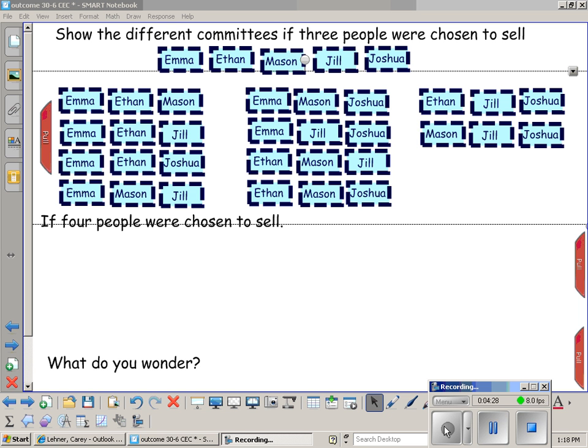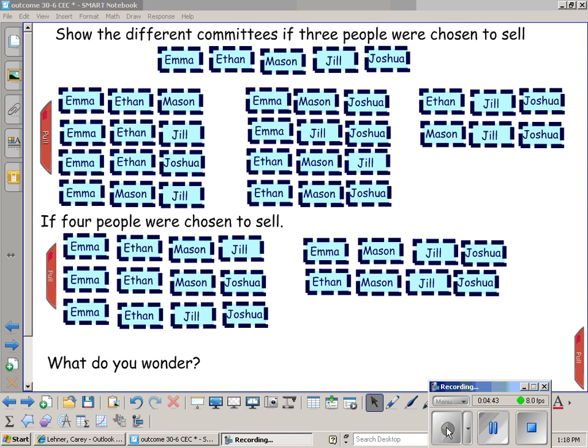Now I want you to see if we had 4 people that were chosen to sell. So how many different committees could you make of 4 people? And again, go ahead and pause the video and see if you can list all of the different committees. As you can see, there are only 5 different committees we could have where we're choosing all 4 people. So we're getting less in our numbers here.